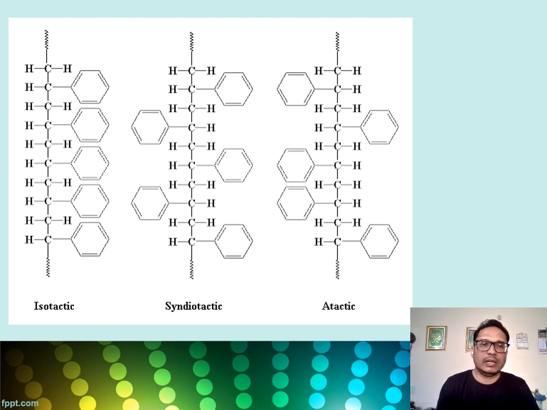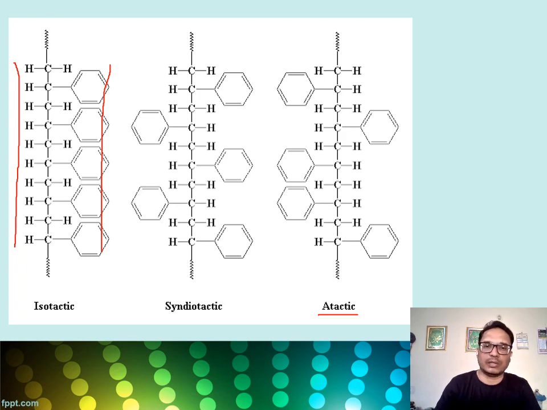Like in isotactic, the same type of groups are present on one side. Here, all the hydrogens are on the same side, and all the phenyl rings are on the other side. Similarly, in syndiotactic, there are different arrangements one after another but in the same manner. Whereas in eutactic, there is a random arrangement of the substituents on the backbone of the polymer.